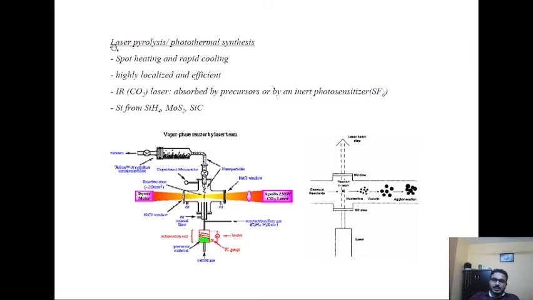Next is laser pyrolysis or photothermal synthesis. It is actually spot heating and rapid cooling. It is highly localized and efficient. Here a carbon dioxide laser, that is an infrared laser, is absorbed by the precursors or by inert photosensitizers, that is SF6. And here Si is obtained from SiH4, MoS2 and Si.